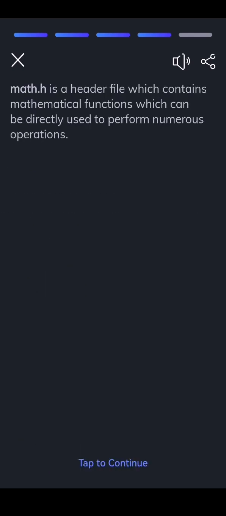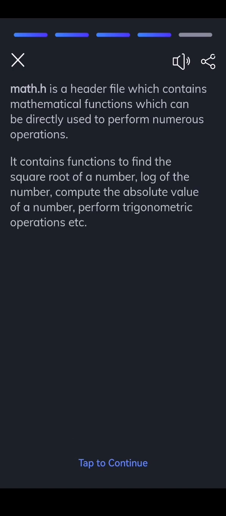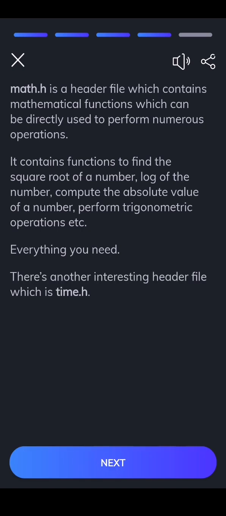math.h is a header file which contains mathematical functions which can be directly used to perform numerous operations. It contains functions to find the square root of a number, log of the number, compute the absolute value of a number, perform trigonometric operations, etc. Everything you need. There's another interesting header file which is time.h.